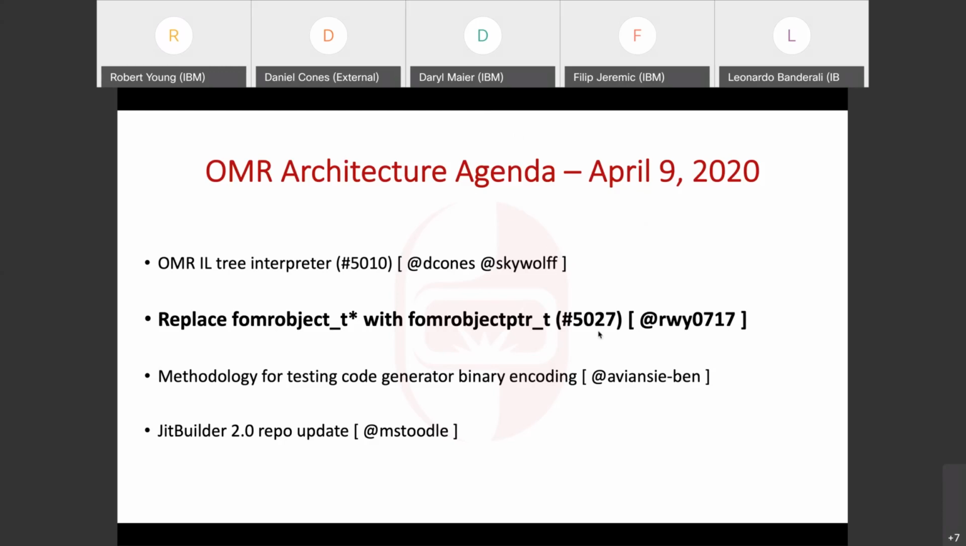Okay. Any discussion on this or questions for Rob? Okay, right. So I guess if you want to follow along there, 5027 is the issue, so you can keep yourself up to date with that. Okay, thanks, Rob. Would this somehow map to the FJ9 object pointer in OpenJ9?